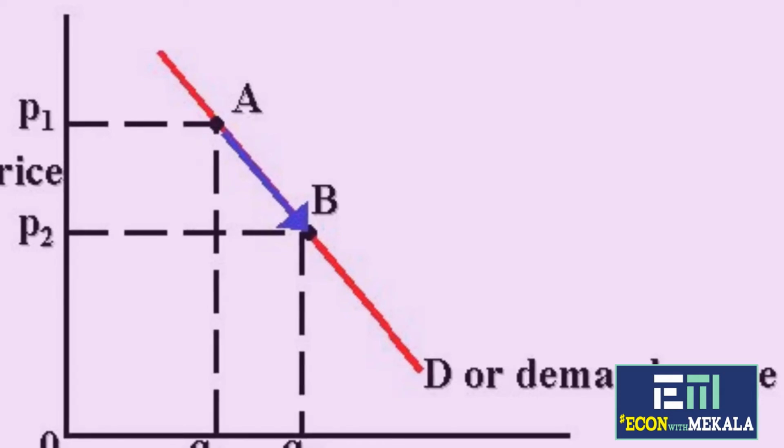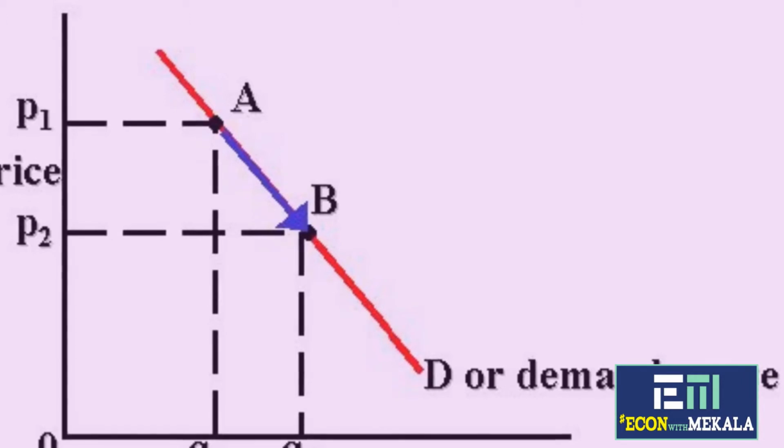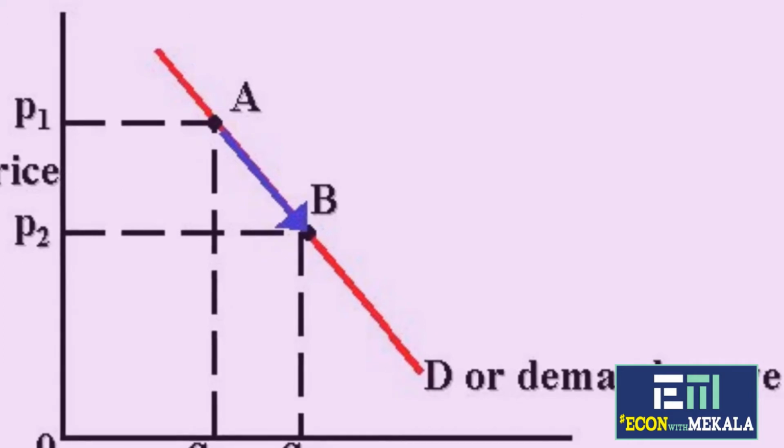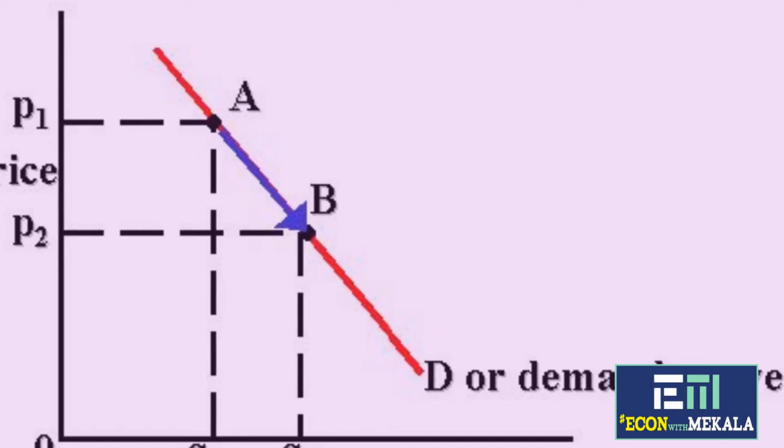When there is a change in quantity demanded, there is a movement along the demand curve. If you look at the movement along the demand curve in this graph, when the quantity increased from Q1 to Q2, there is a movement from point A to point B along the demand curve. So always remember, how can we recognize a change in quantity demanded? There will be a movement along the demand curve.